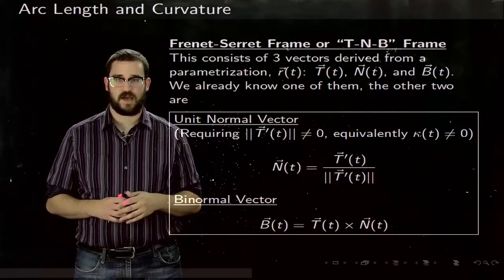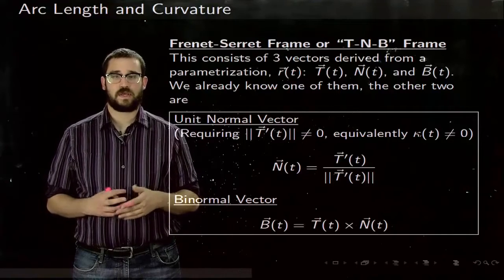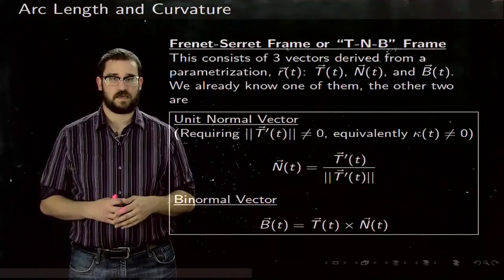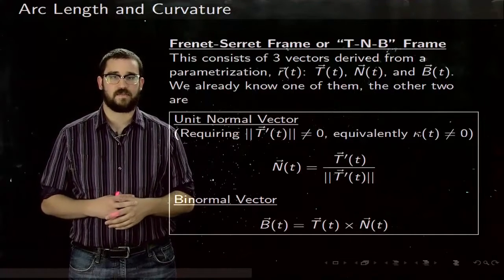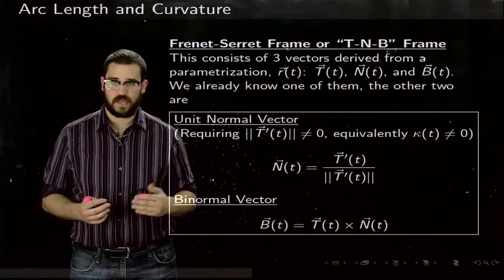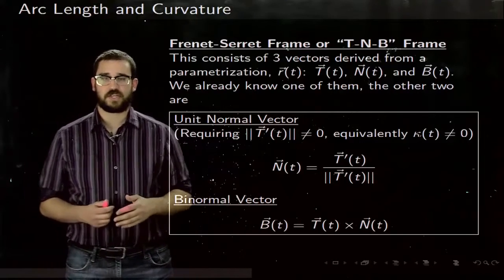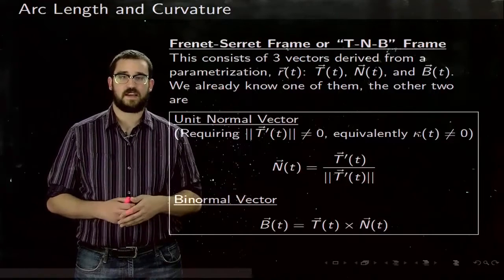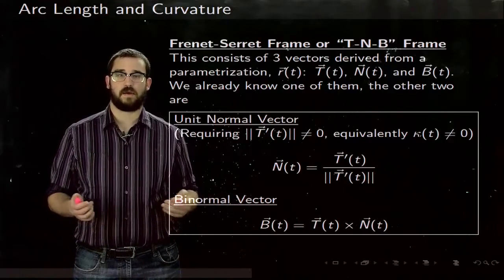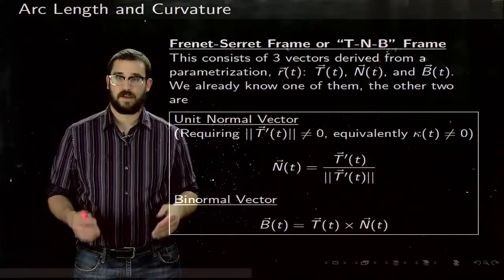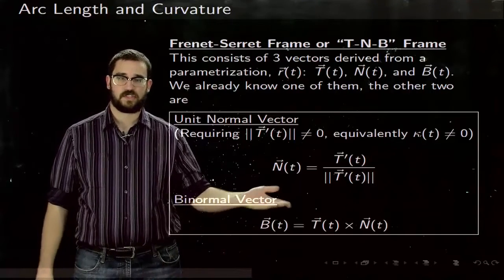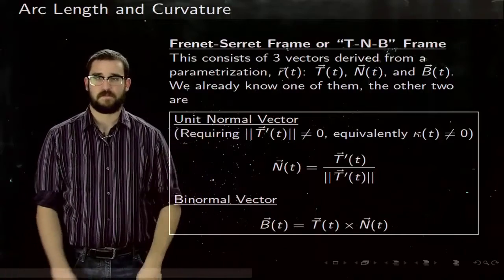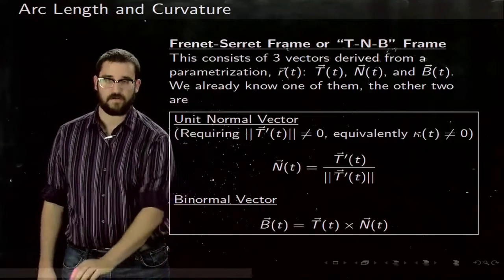T(t), done. So the unit normal vector requires that T'(t) does not equal 0, the magnitude of it. In other words, the curvature can't equal 0. This is just going to be T'(t) divided by the magnitude of T'(t). Pretty simple. And then the binormal vector is just T cross N. Done. That's all we need to figure out for now.